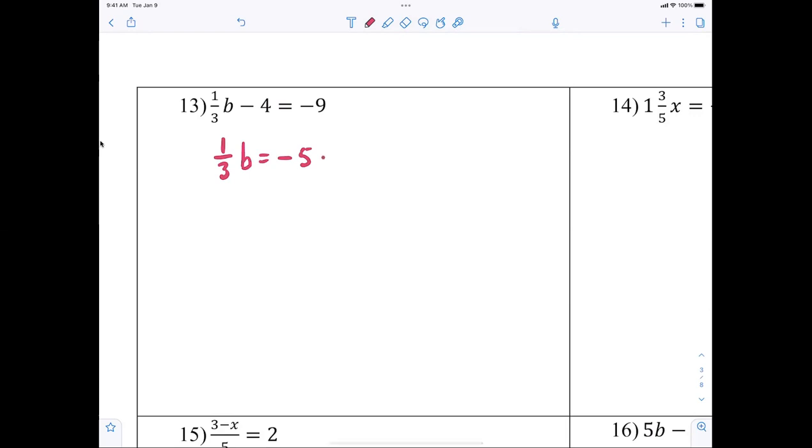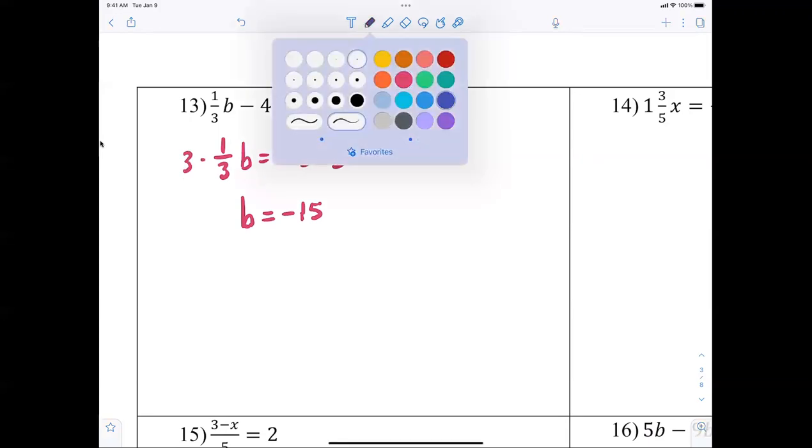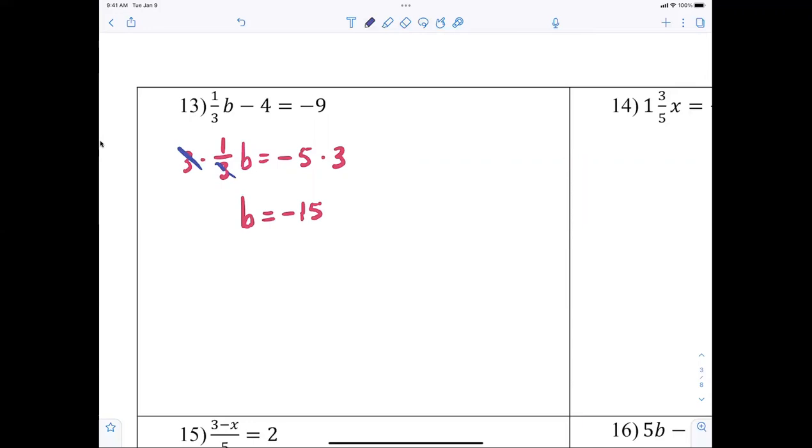Which is 3/1, 3. Exactly. So B equals -15. Perfect. We don't have to say anything over 1. Now, again, these guys over here cancel out. So B equals -15.